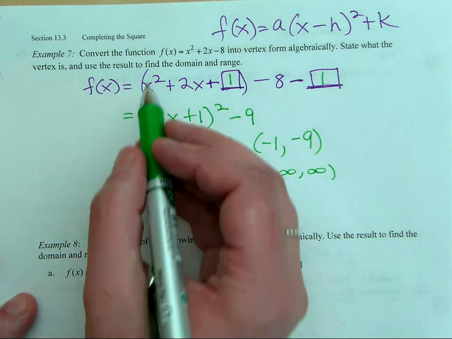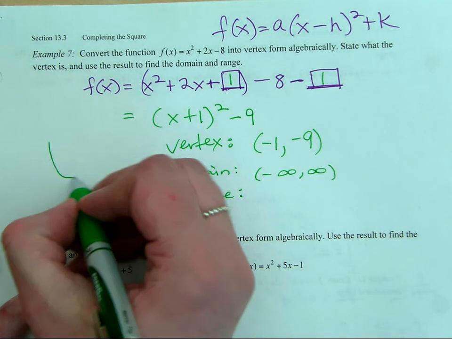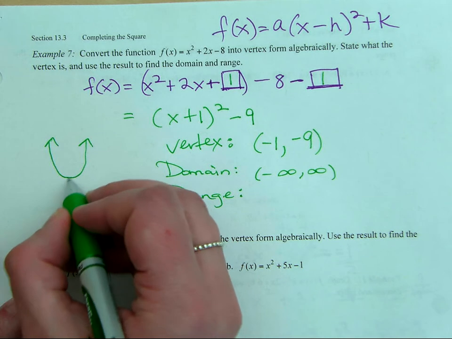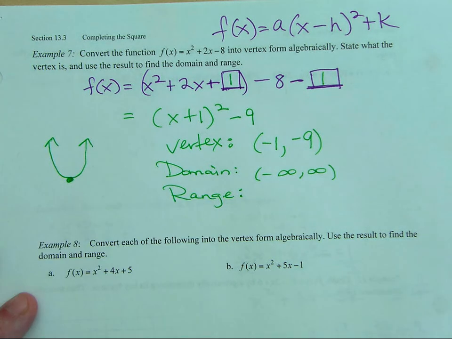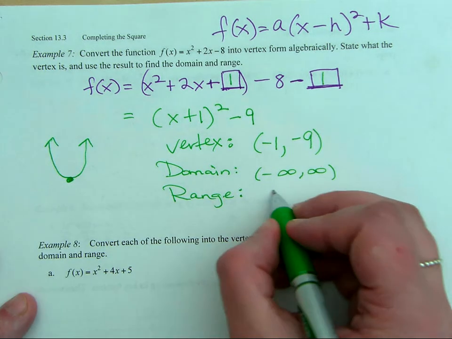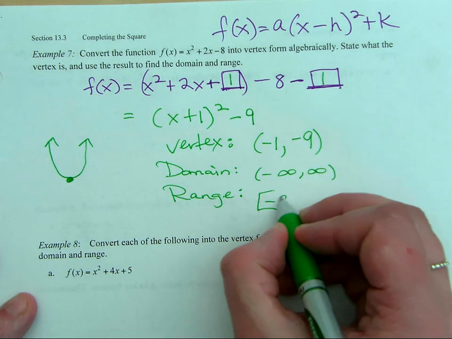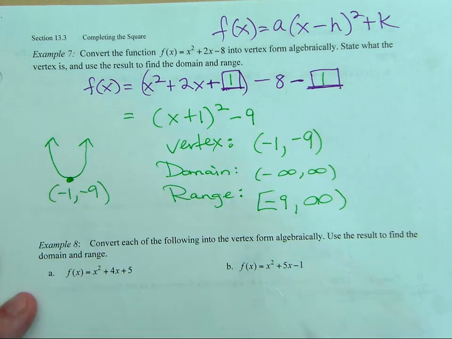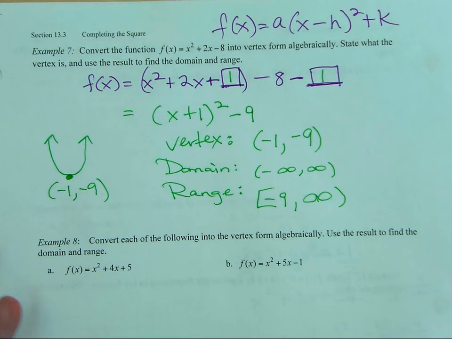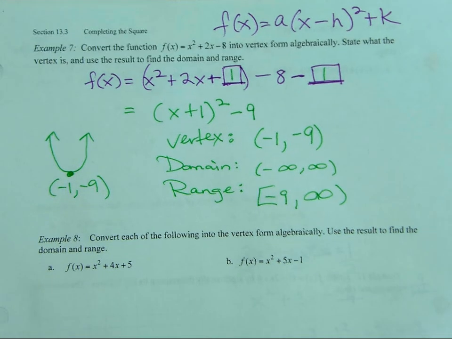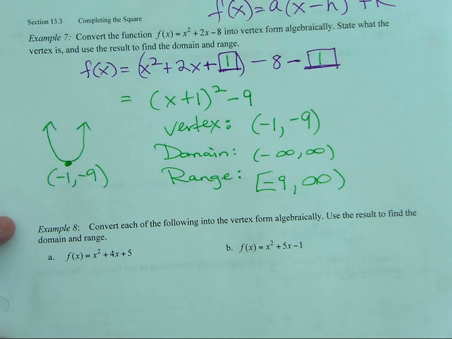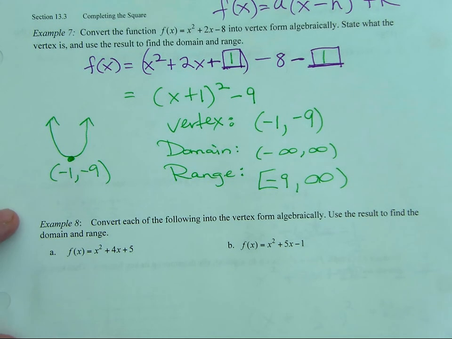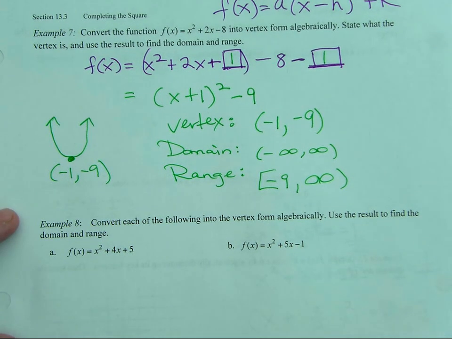So wait a second. How do you know it's opening upward? If it opens upward, here's the smallest point, right? Negative 9 to infinity, because the y coordinate, negative 1, negative 9, is what the parabola is going to look like. So there are lots more examples for you to try. I'm going to ask you to try example 8, and then we'll share out on that.